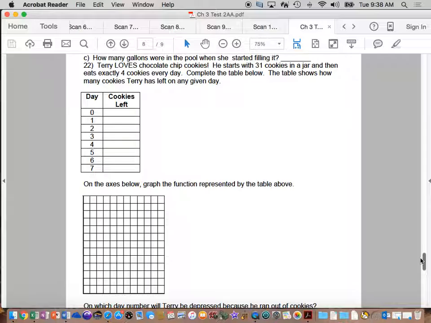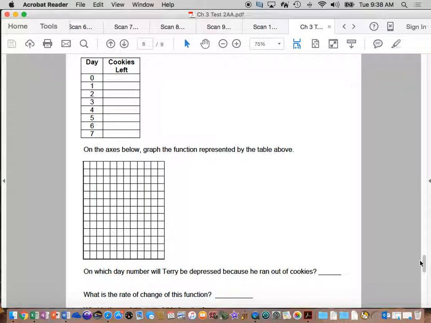All right, he starts with 31 and he eats 4 a day. So, if he starts with 31, that means when he begins, at day 0, so to speak, he has 31 cookies. He eats 4 a day. On the first day, he eats 4. How many are left? Come on, he eats 4. How many are left? 26.